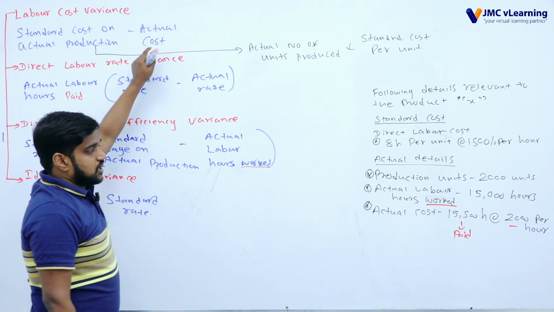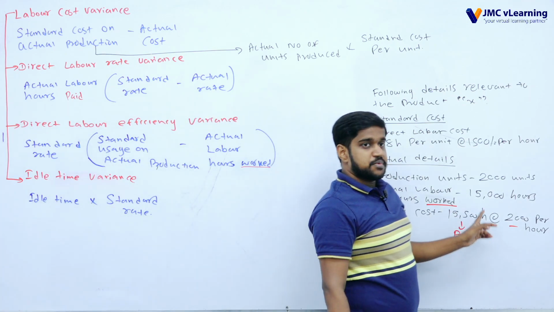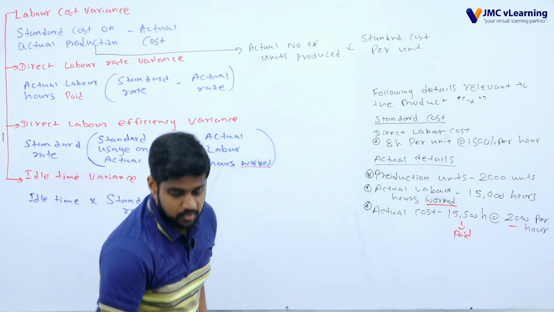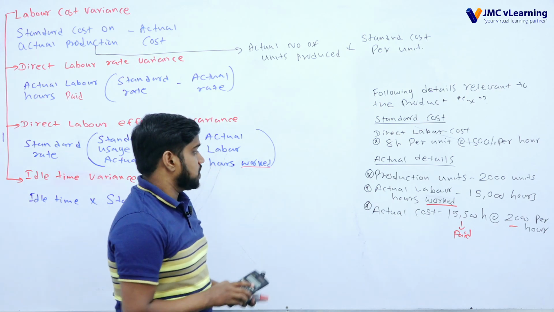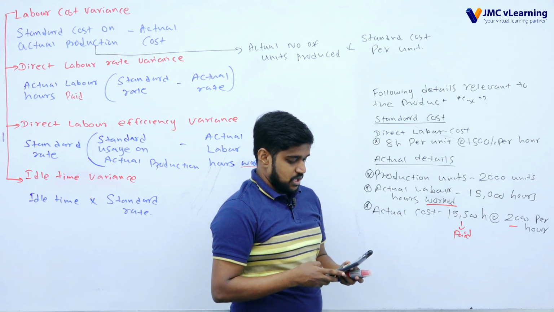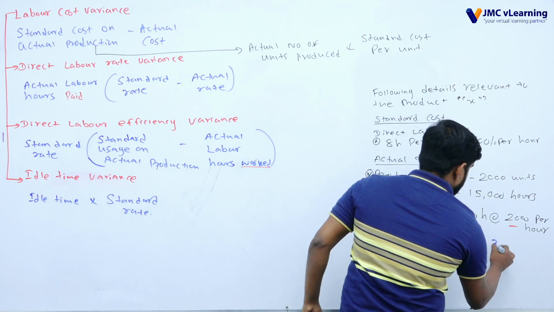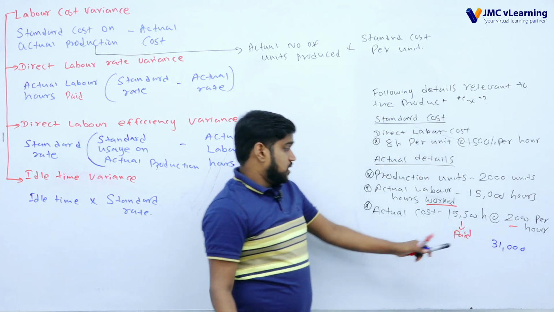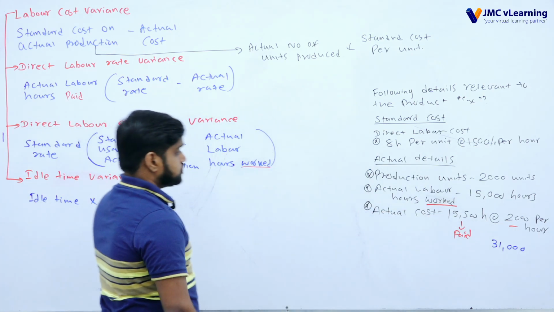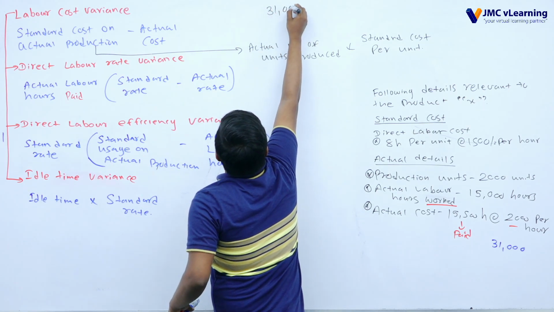Then directly we can get the actual cost. How can we get the actual cost? They paid for 15,500 hours, and the per hour rate is 2000. Then simply we can multiply 15,500 by 2000, and we get our actual cost as 31 million. I have taken it in thousands. Okay, then our actual cost is 31 million.